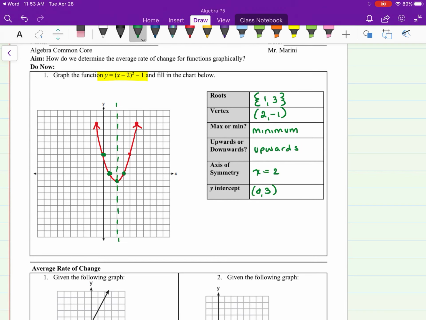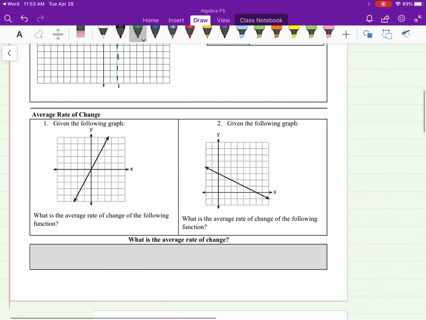So that's just a little recap on some things we've done the past few weeks. Now we're going to talk about today's topic, which is called the average rate of change. Average rate of change is just a fancy algebra term for something that you guys already know called slope. So the average rate of change is just a fancy way of saying slope.